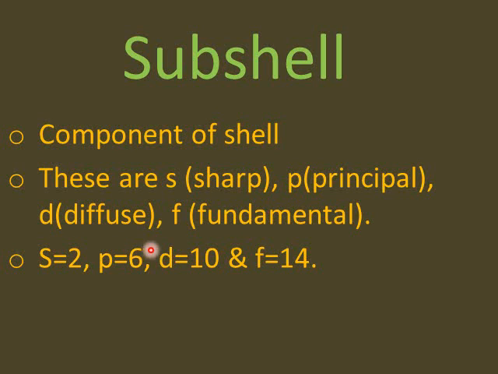How many electrons will revolve or stay in these subshells? In the s subshell, it can accommodate 2 electrons. In the p subshell, it accommodates 6 electrons. In the d subshell, it accommodates 10 electrons. And in the f subshell, we have 14 electrons. You have studied about this in first year or in previous classes. So it's all about subshells, which are the components of shells.